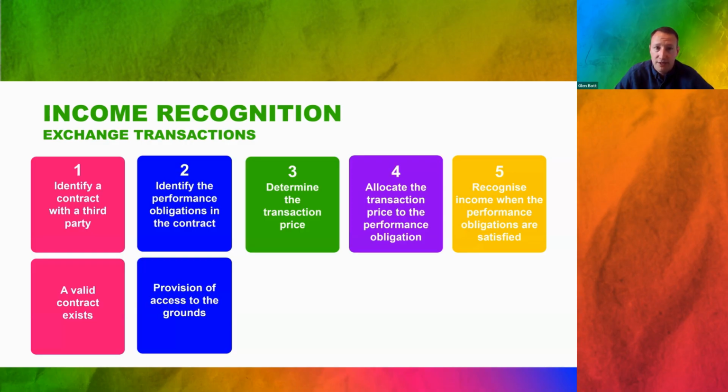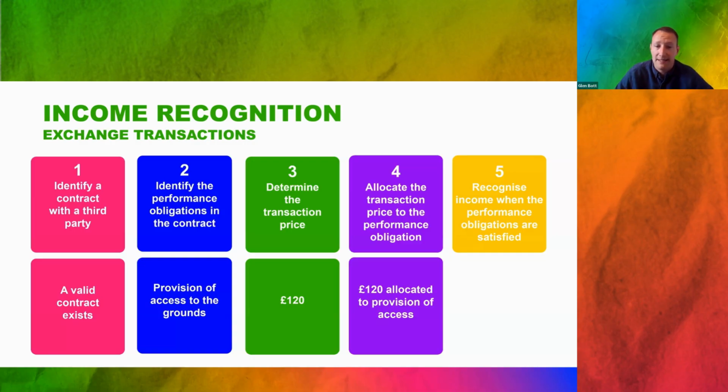Step 3 is then to determine the transaction price. Fairly straightforward in this situation. The membership subscription we know is £120. There's nothing variable within that. Step 4, you then allocate that transaction price to the performance obligation. Again, very easy in this scenario. I didn't deliberately pick a very easy one. The £120 is the transaction price, and there is one performance obligation, which is the provision of access to the grounds. So all of that £120 would be allocated to that access right.